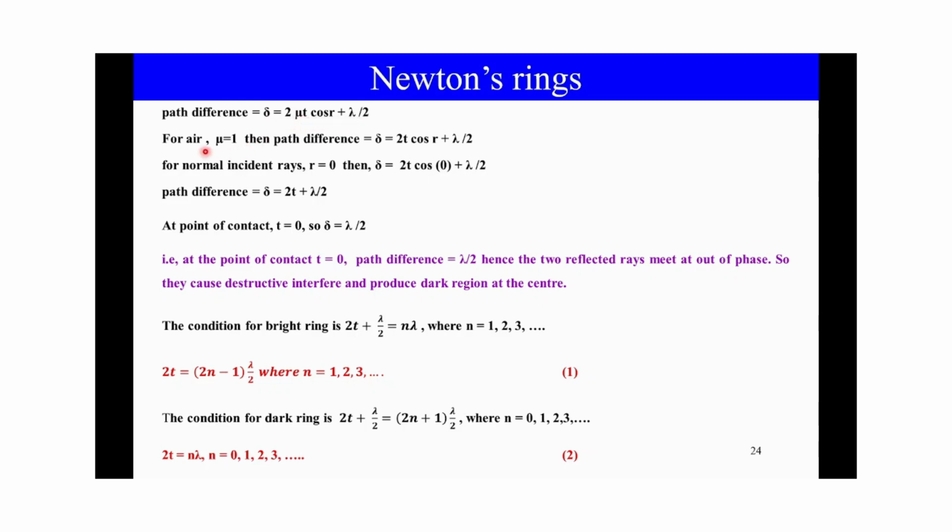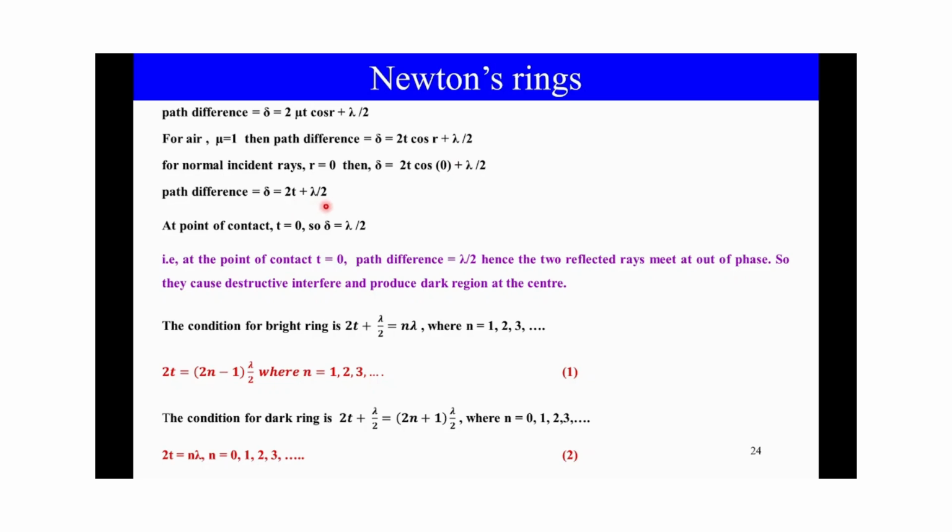Now here light rays are coming from the air medium, therefore the refractive index of the air is equal to 1. Substituting in the above equation, mu becomes 1, therefore the path difference delta is equal to 2t cos r plus lambda by 2. In the case of normal incident rays, r is equal to 0. Then delta is equal to 2t into cos 0 plus lambda by 2. Then the path difference delta is equal to 2t plus lambda by 2.